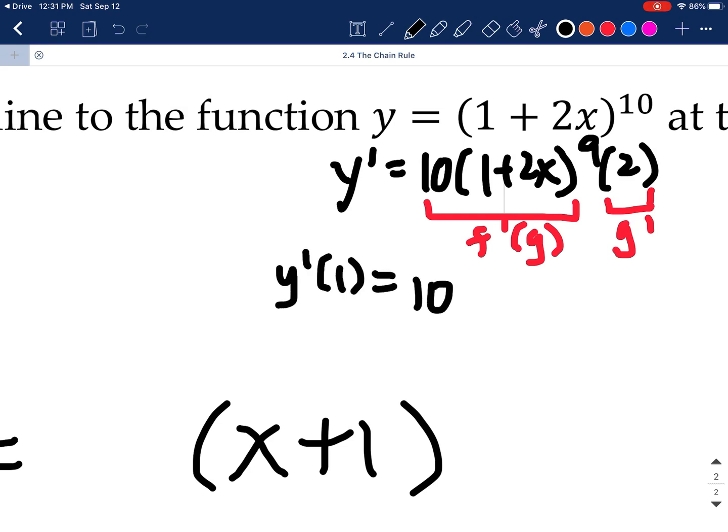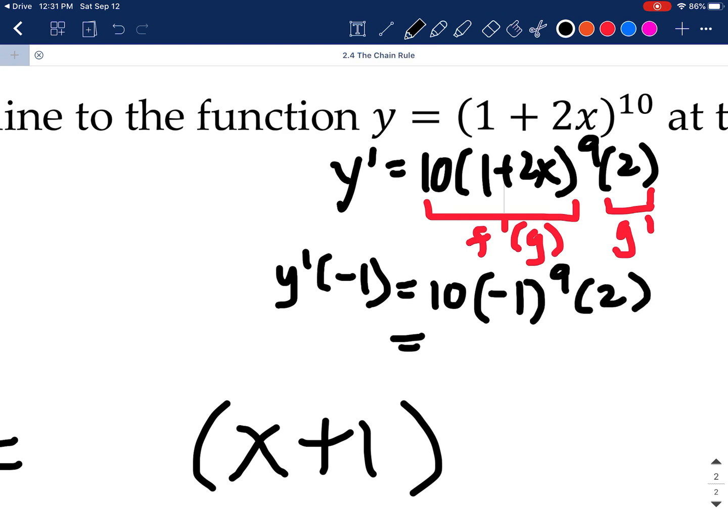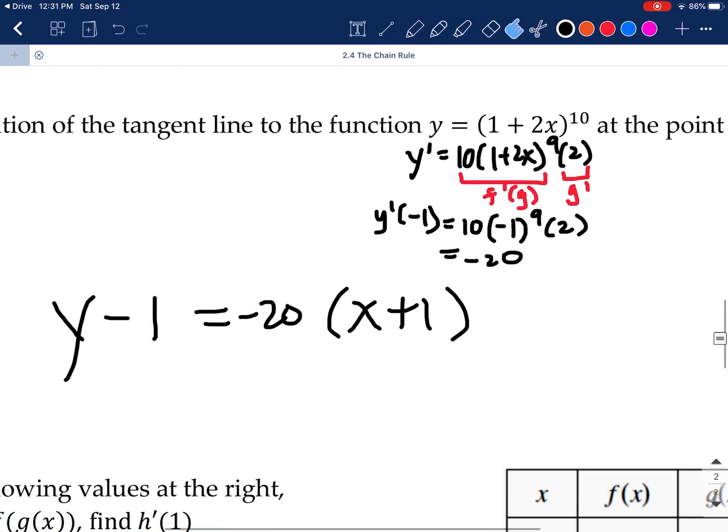So then if we do y prime of 1, we can plug in a 1 there. So we'll get 10 times, -1. Whoops, not 1. We'll get a much larger number if it's 1. So we're going to do y prime of -1. So if we do -1, we'll get 10 times 1 plus 2 times -1 is -1 to the 9th times 2. -1 to the 9th is just -1. So we're going to get -20. So our slope is going to be -20.